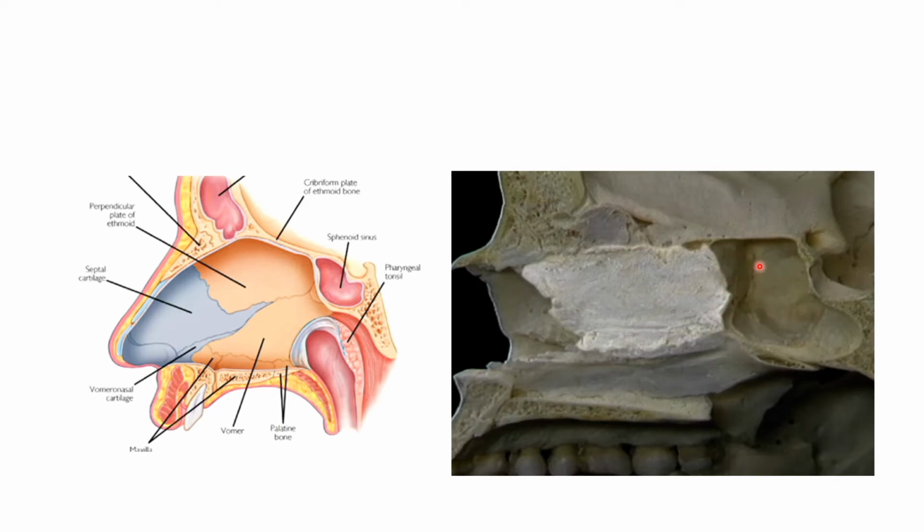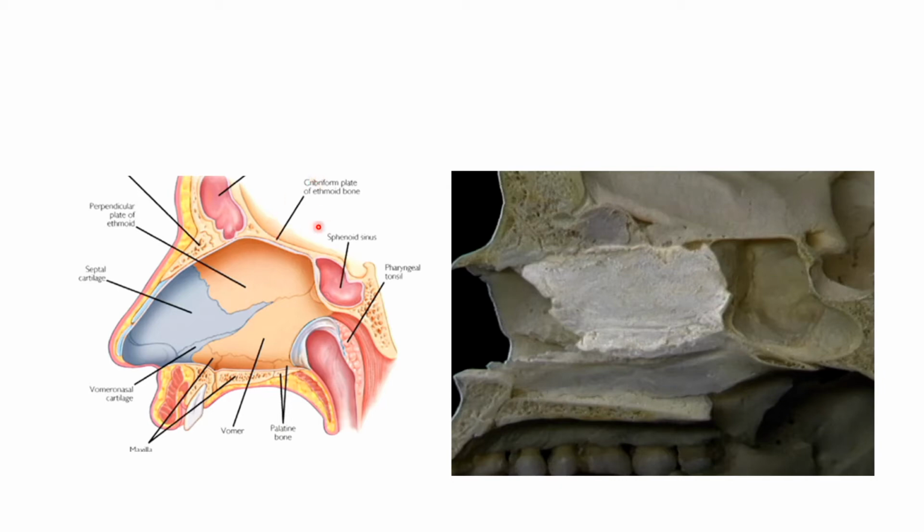Here you are seeing the sphenoidal air sinuses, and this is the fossa for the pituitary gland. Then this is the anterior part. Here you may see the septal cartilages. In this picture you can see both the bony part and the cartilaginous part of the nasal septum.